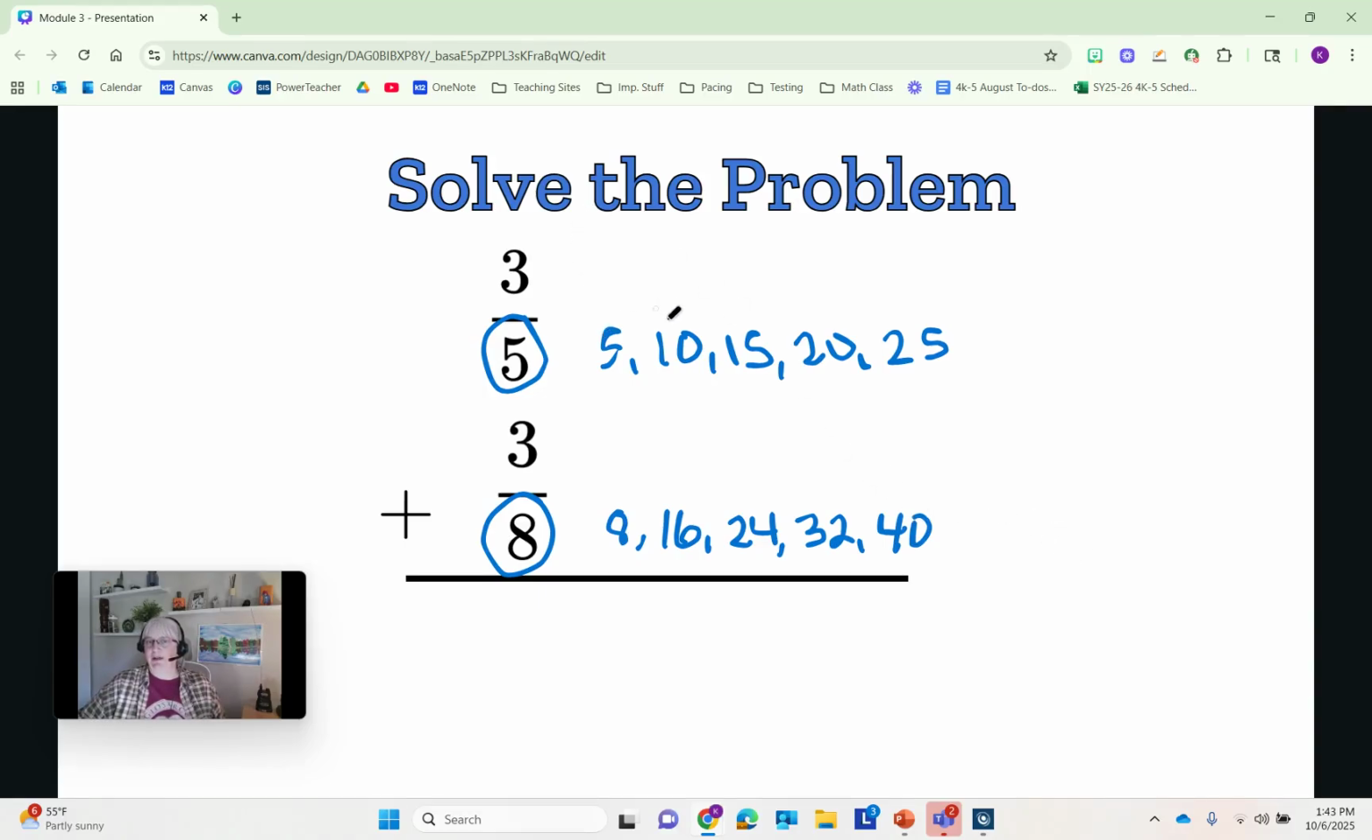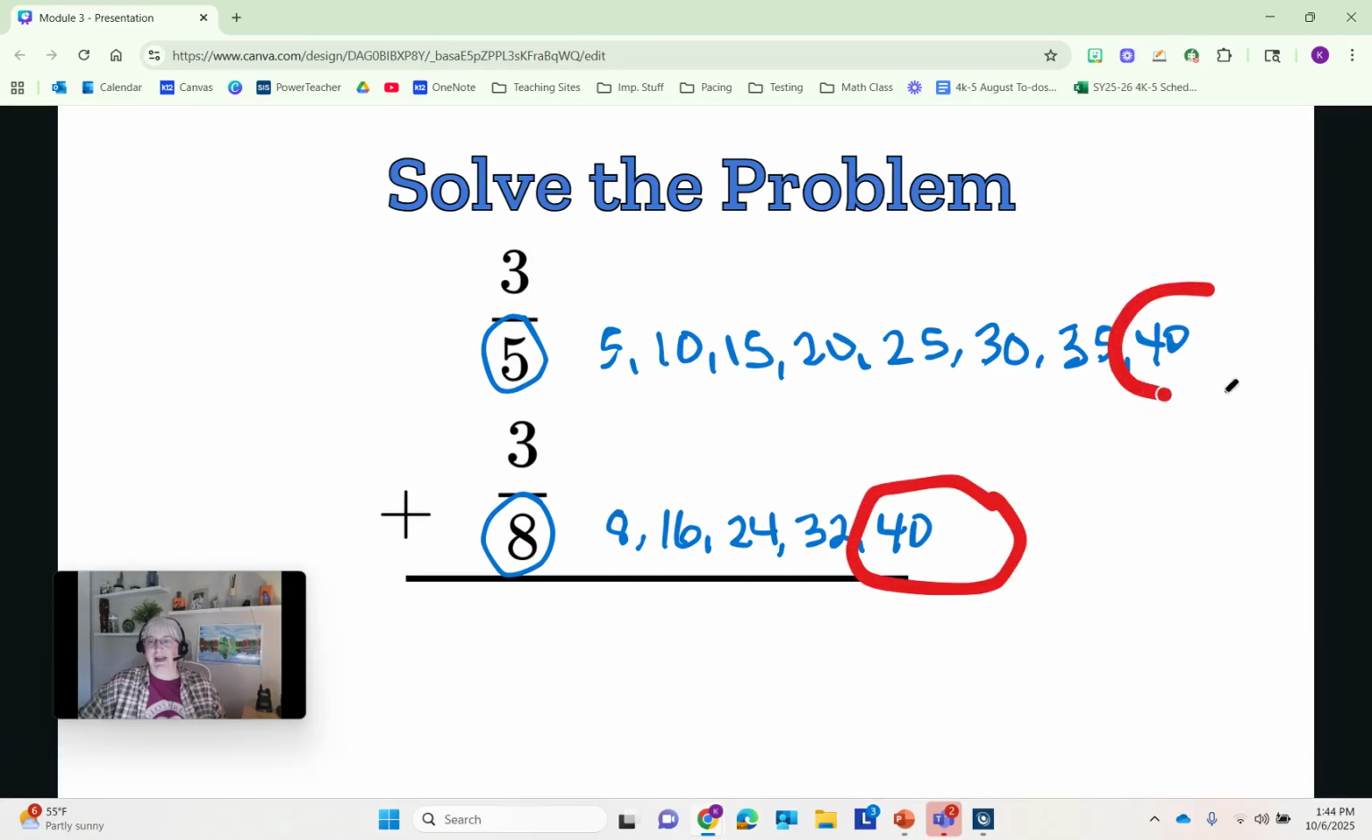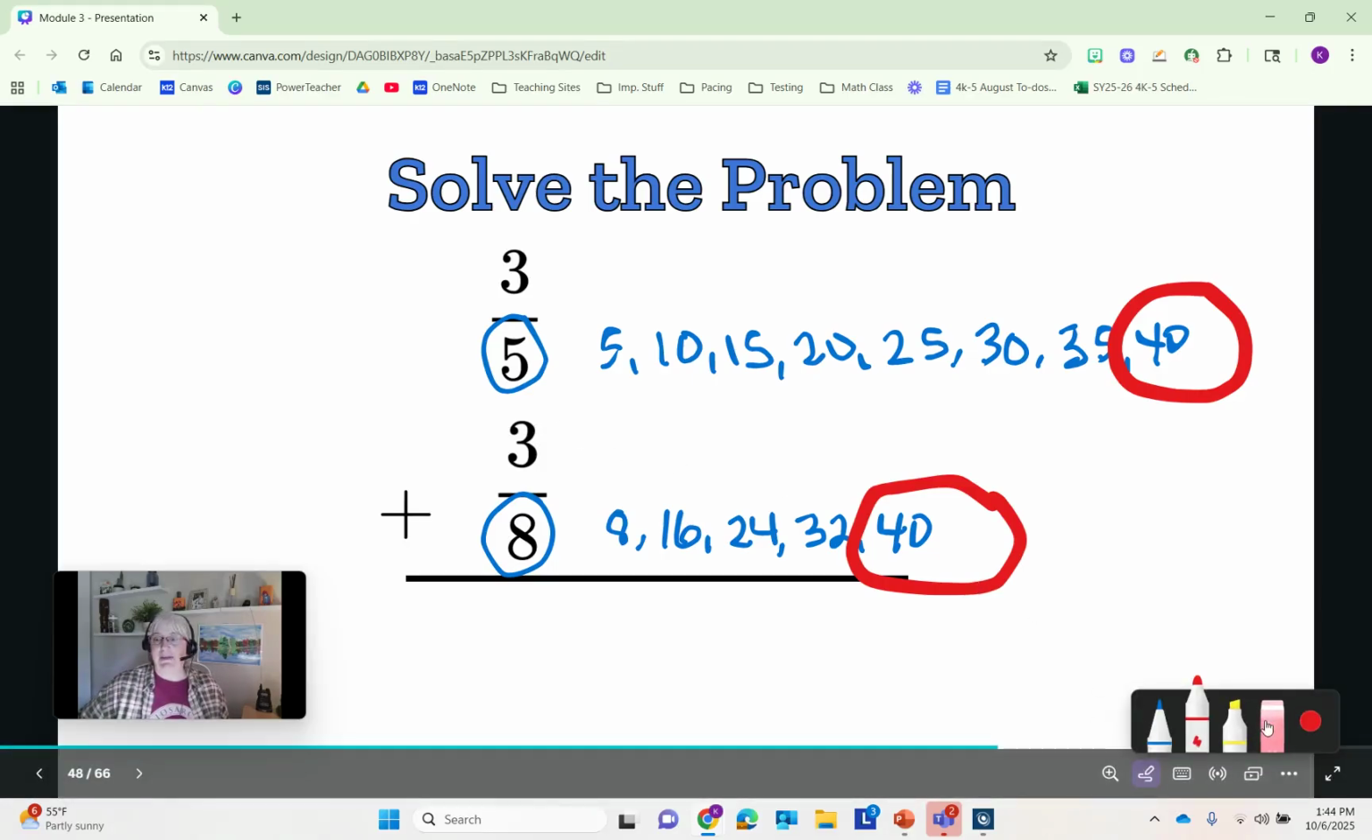So 5 times 1, 5 times 2, 5 times 3, 5 times 4, 5 times 5, and 5 times 6 is 30. 5 times 7 is 35. Sometimes you have to go out a ways. 5 times 8 is 40. In this case, my least common multiple is actually a bigger number, and it's 40. Now that we know that, we're going to come up with an equivalent fraction for both of these, where the denominator is 40. And then we can add them together.